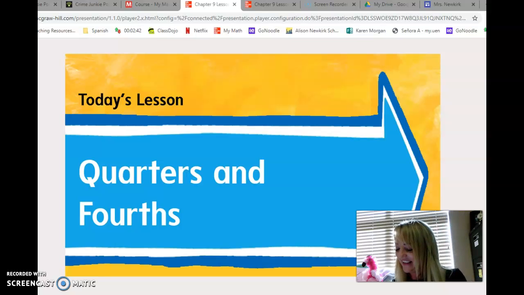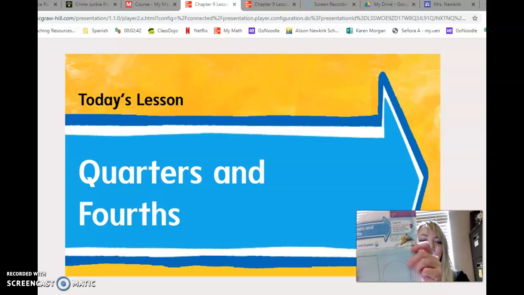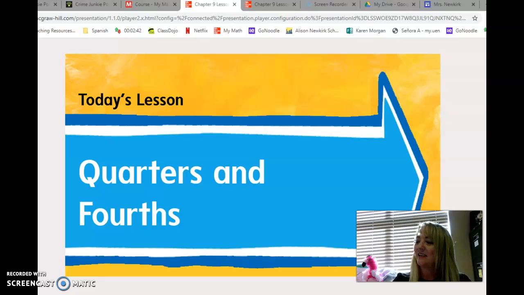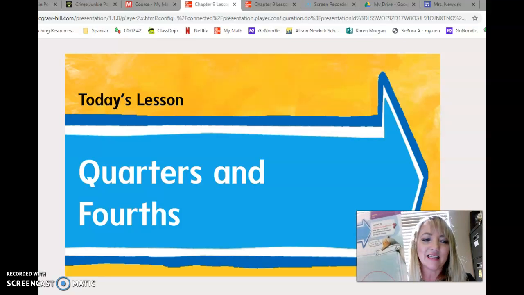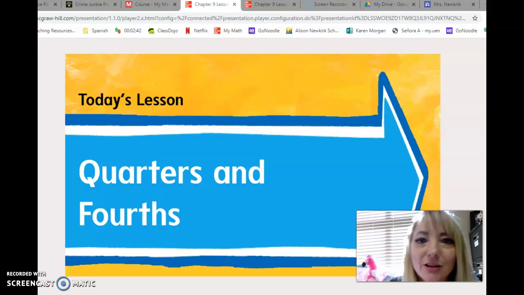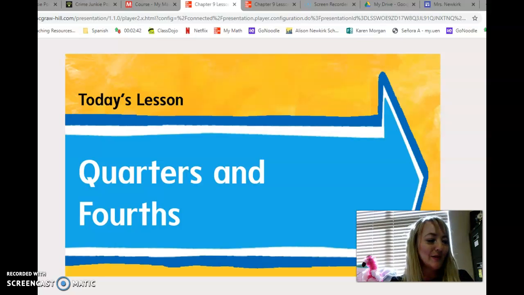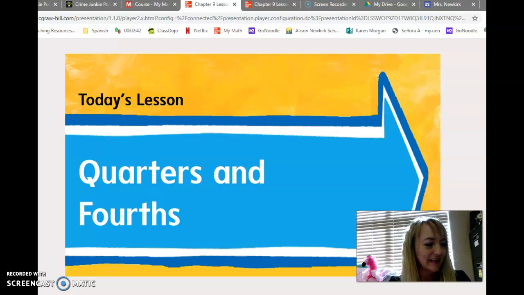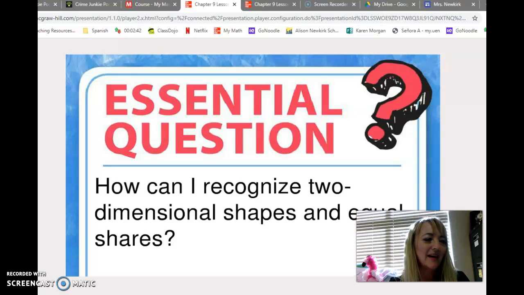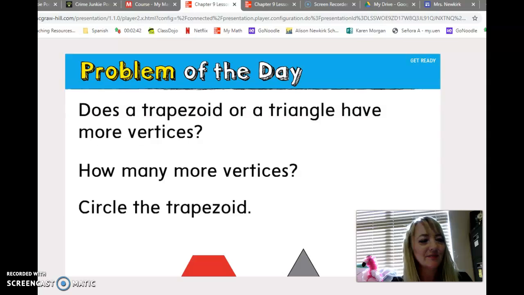Okay, we are on quarters and fourths with this cute little duck. And he says, psst, you'll need this, which means we'll need crayons. Okay, quarters and fourths, but first, let's go through our lesson. Okay, how can I recognize two-dimensional shapes and equal shares?